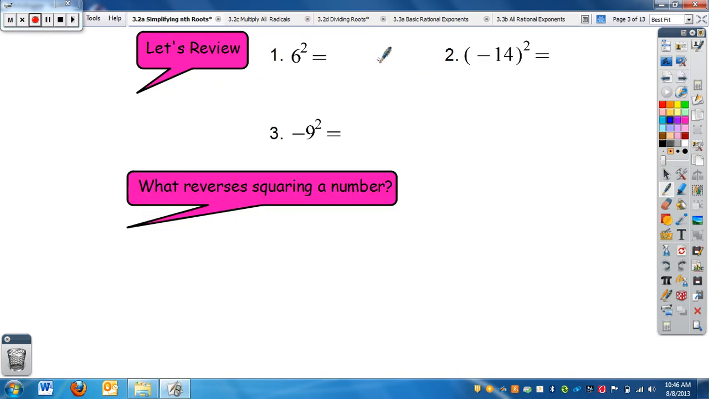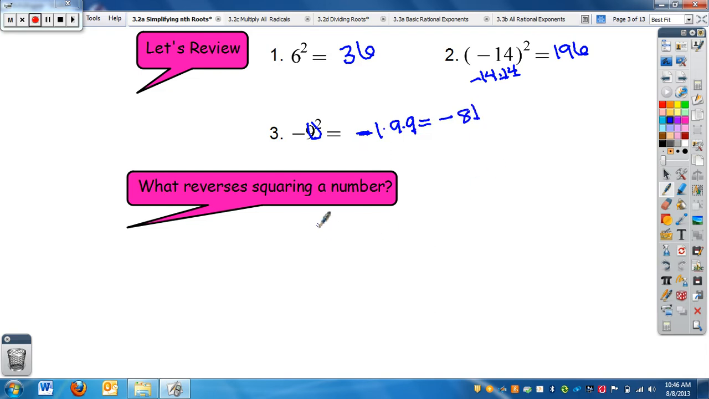So let's review, and this kind of goes with our previous 3 videos. 6 squared means 6 times 6, so this is 36. -14 squared is -14 times -14. Negative times negative is positive, so that's 196. -9 squared is 9 times 9. And the way you want to think of this, you're only squaring 9. Notice this one, the whole thing was in parentheses, so it was -14 squared. This one is saying you have a negative, or -1, times 9 squared, which is -81.